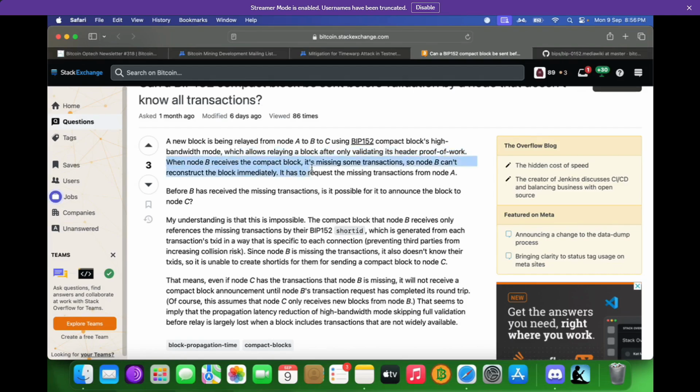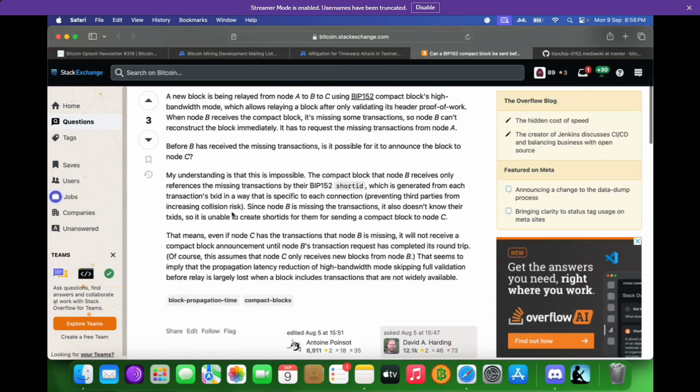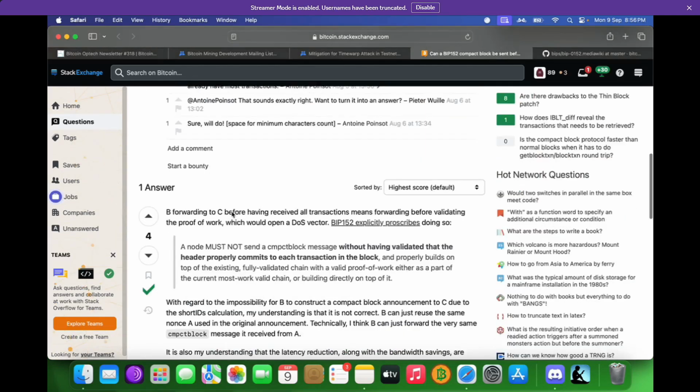When node B receives the compact block, it's missing some transactions. Just like we mentioned, it is possible that you receive a compact block and it is missing some transactions. So node B can't reconstruct the block immediately. It has to request the missing transactions from node A. Before B has received the missing transactions, is it possible for it to announce the block to node C? The answer is no. We'll not go into the detail because we're running out of time. The answer is no.